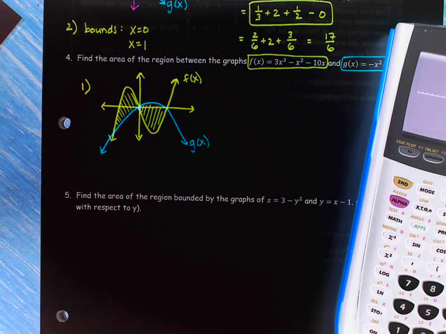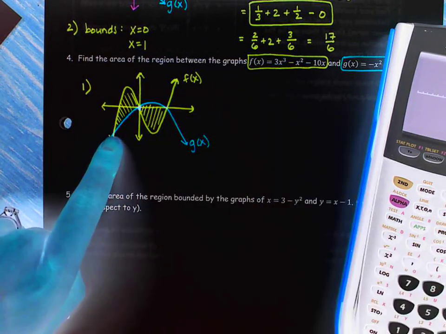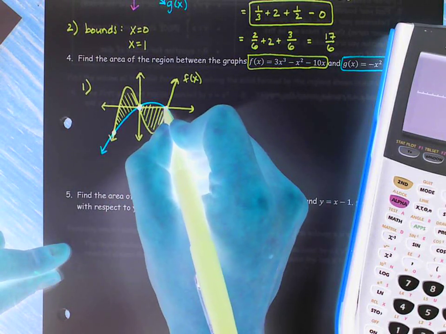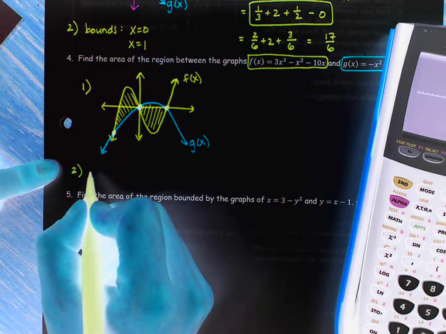So I need to find 3 bounds now. I need to find this first intersection, the second, and this one here. So I'm just going to make it clear by saying I need to find this, I need to find this, and I need to find this. Well, since this is a calculator problem, I'm going to let the calculator do the work for me.